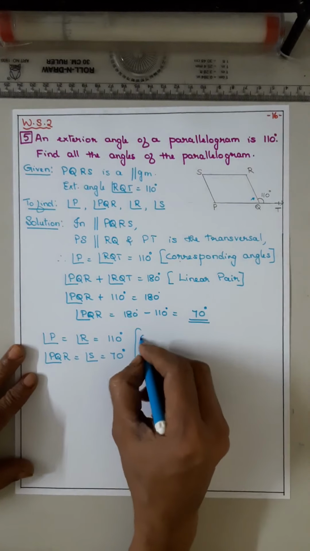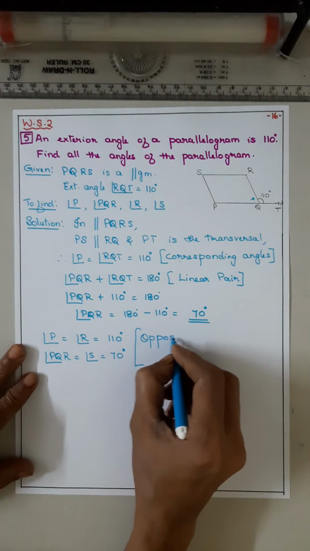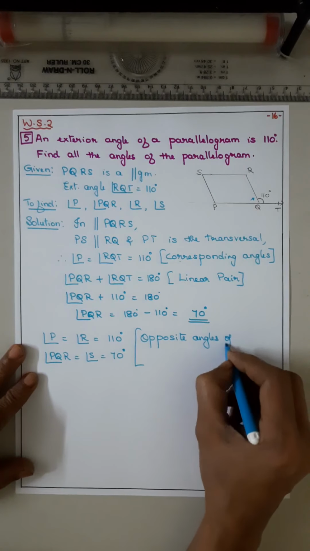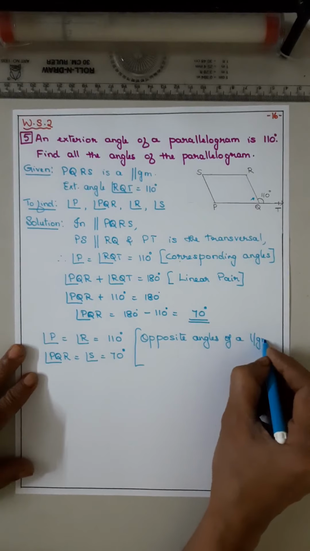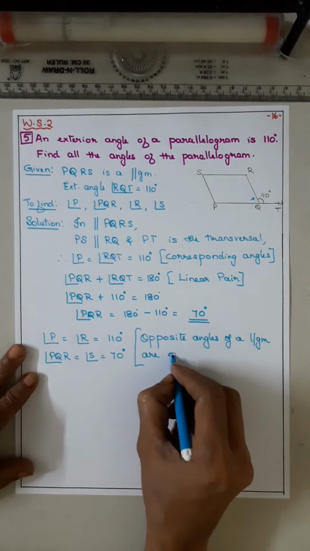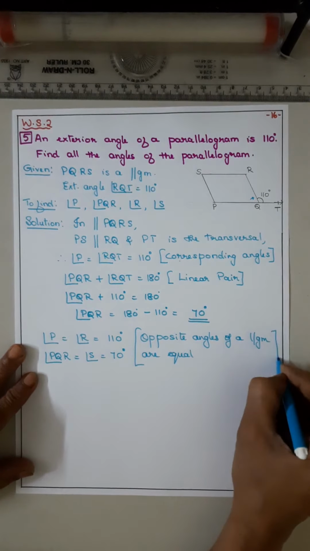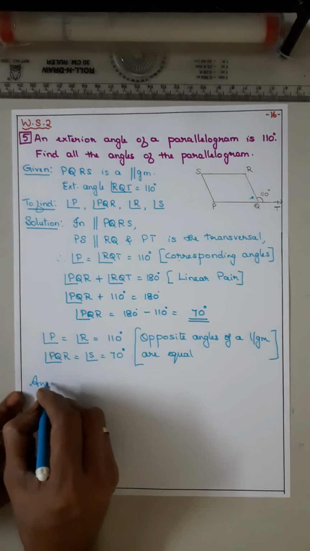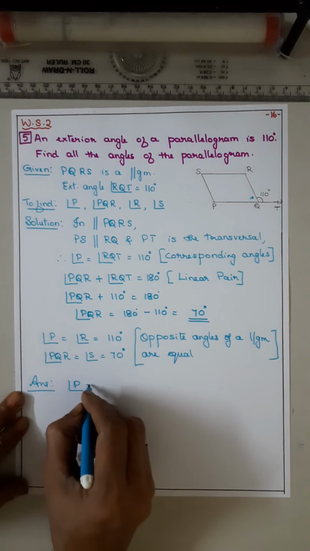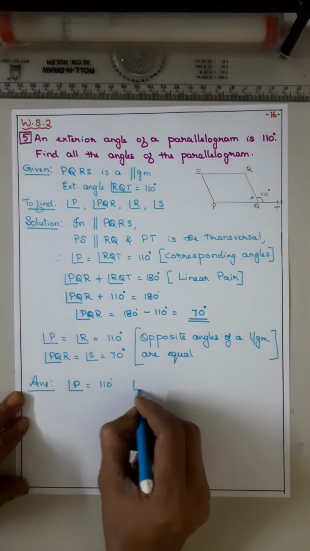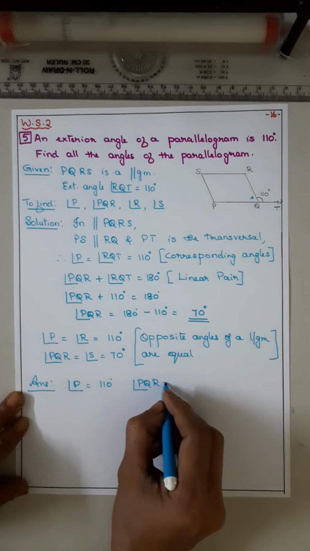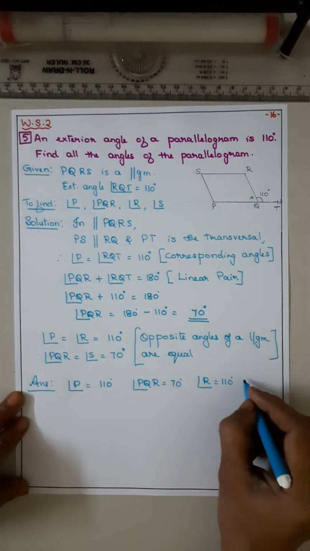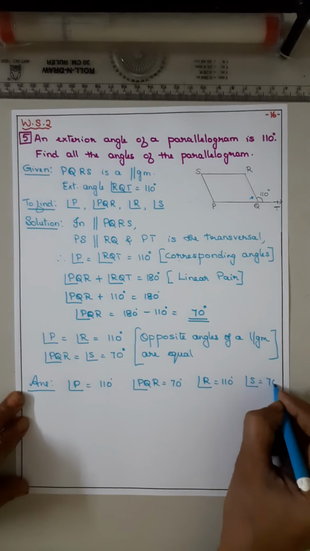What will you write? Opposite angles of a parallelogram are equal. Understood? Now write the answer. Angle P is equal to 110, angle PQR is equal to 70, angle R is equal to 110 degrees and angle S is equal to 70 degrees.